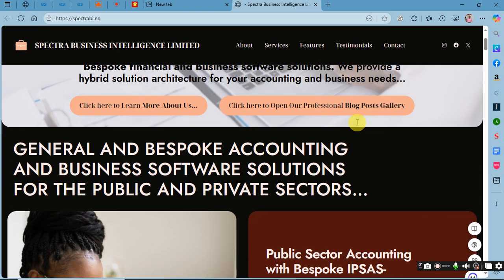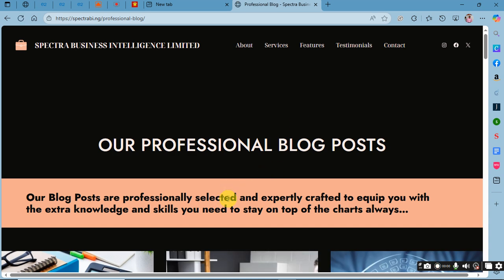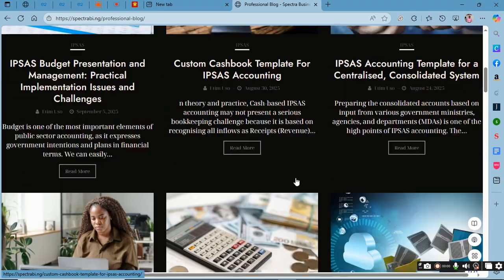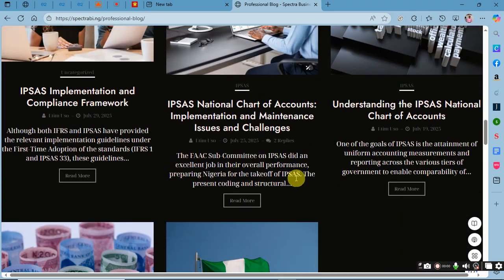So the first place we'll always advise you to go is to our blog post gallery. There you're going to find a lot of professionally well-written and researched blog posts that can help you to understand IPSAS. So here, for instance, we talk about the National Chart of Account. But we have two blog posts here. One is understanding the IPSAS National Chart of Account. The other one is IPSAS National Chart of Account, implementation and maintenance issues and challenges.